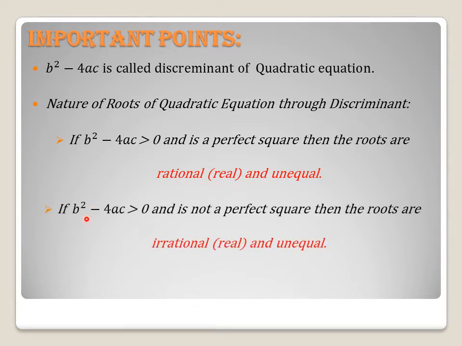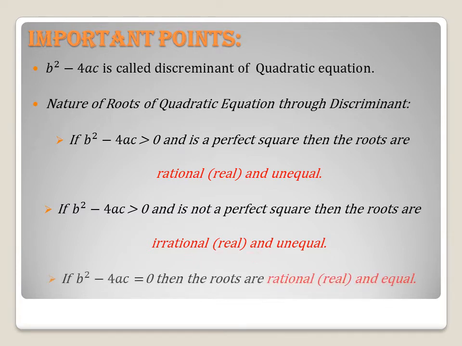Again, after taking the answer of b square minus 4ac, if the answer is greater than 0, which means a positive number, but is not a perfect square, like 3, 5, 7, 6, then we will say that the roots are irrational, real and unequal. And third, after taking the answer of b square minus 4ac, if the answer is equal to 0, then we will say that the roots are rational, real and equal.